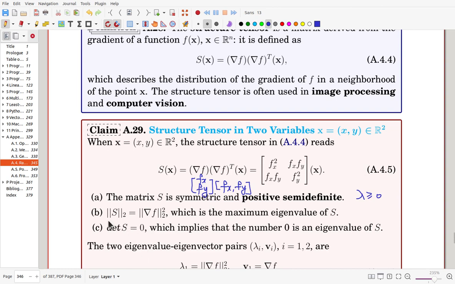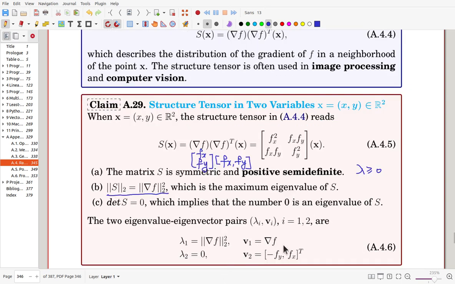Now, the 2 norm of S, from here we can easily see, is the gradient of f 2 norm squared. Now that is the maximum eigenvalue. This matrix has 2 eigenvalues, and the maximum one is this one. We can check it easily, and the corresponding eigenvector is the gradient itself.